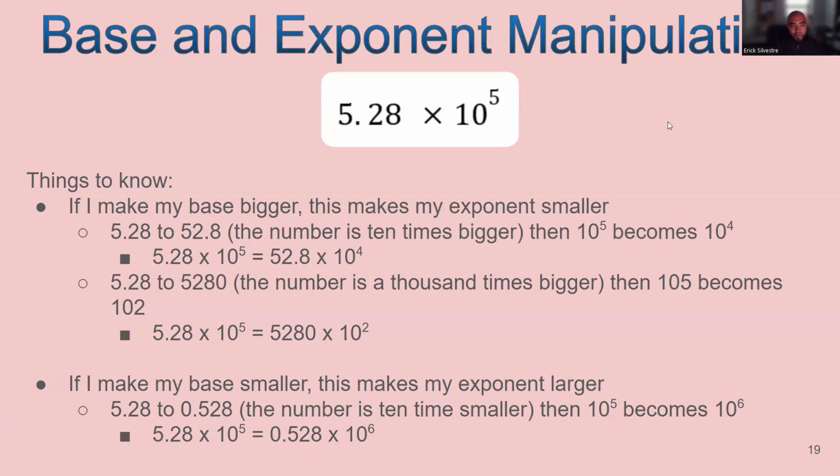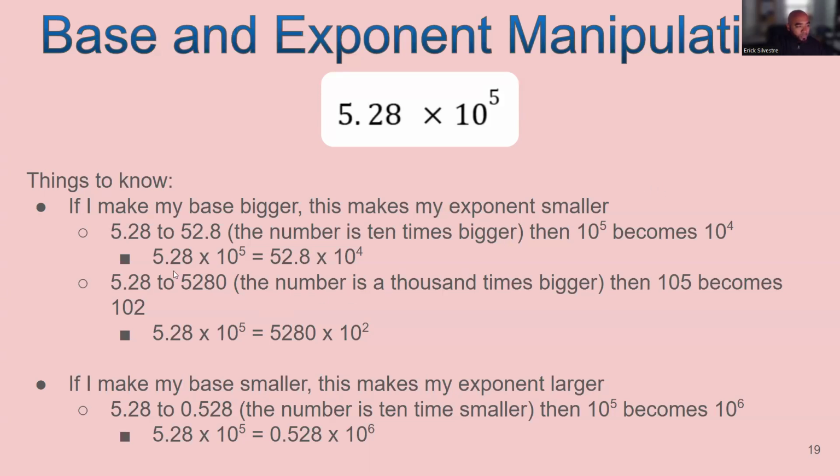All right. That was a good segue to this next slide. Base and exponent manipulation. So if you look at the number 5.28 times 10 to the fifth power, I want to know what happens if my base changes, or what happens if my exponent changes. Now, I want to keep the number the same. I'm not changing the number, but I want to be able to rewrite this number by manipulating either the exponent or the base. There is a relationship between the two of them, and you need to understand this because it's going to be very important when we're doing arithmetic.